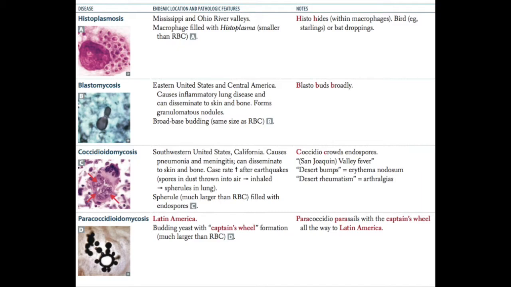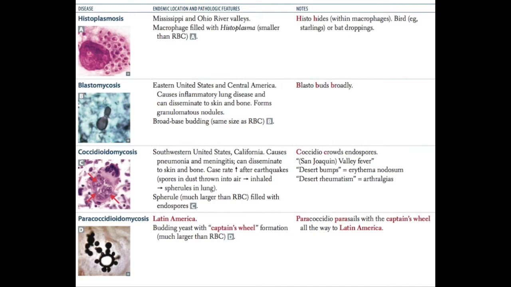What do we see when we look at the microscope? We see a spherule about 20 to 60 microns in size, so much bigger, filled with endospores. So how do we remember this one? Remember coccidio crowds, that spherule crowded with endospores. It's associated with San Joaquin Valley or Desert Valley fever.